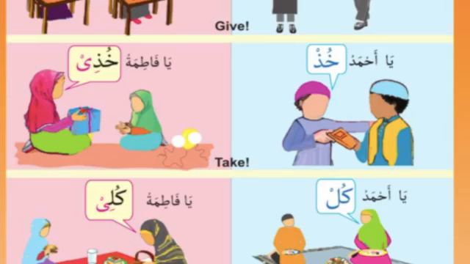All right. And on the left side, there are two sisters. The eldest one is commanding the small one to take. Okay, how do we command a girl or a female or a woman to take? We say khudi, take. So the girl's name in the picture is Fatima. So we say Ya Fatimatu, O Fatima, khudi. O Fatima, khudi, take.